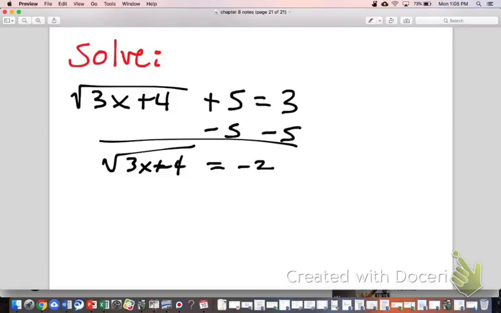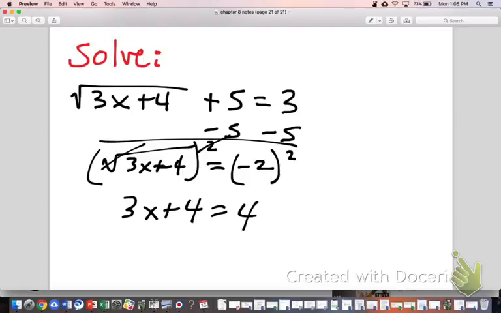And then how do you get rid of the radical? Because we got to do that in order to get the x by itself. Squaring both sides. See a good example up there with Grace's as well. The square root and the squared cancel out, giving you 3x plus 4 equals 4. And then just be super careful with your algebra from here on out.